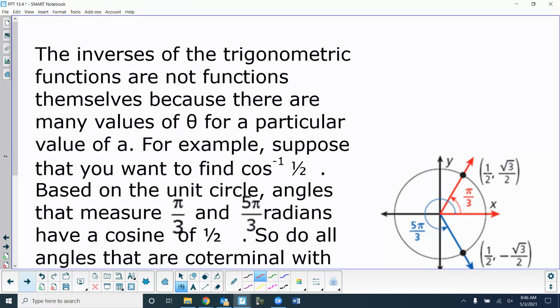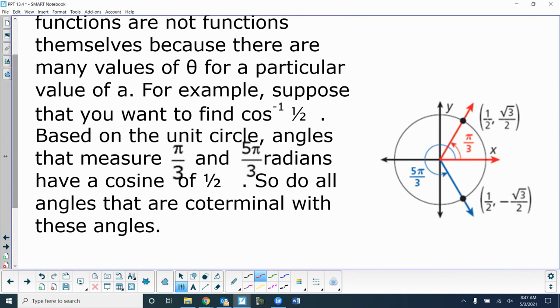All right, so the inverses of trig functions are not functions themselves because there are many values of theta for a particular value of A. For example, suppose that you want to find the angle whose cosine is 1/2. Based on the unit circle, angles that measure pi over 3 and 5 pi over 3 radians have a cosine of 1/2. So do all the angles that are coterminal with those. Remember, if you're looking at the unit circle, the cosine is your x value. And both of these x values of these 2 points is 1/2.